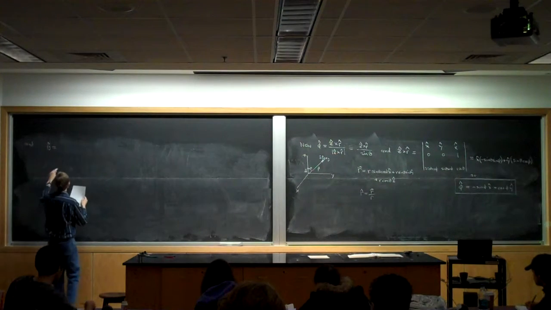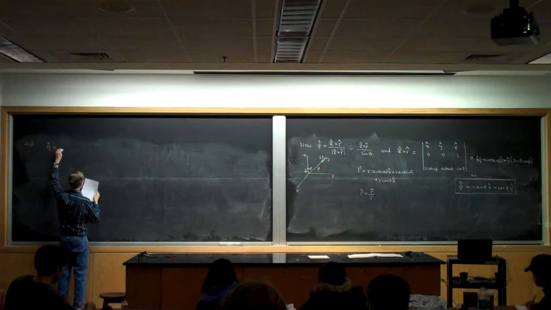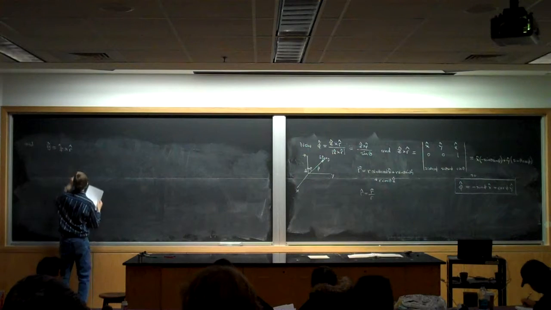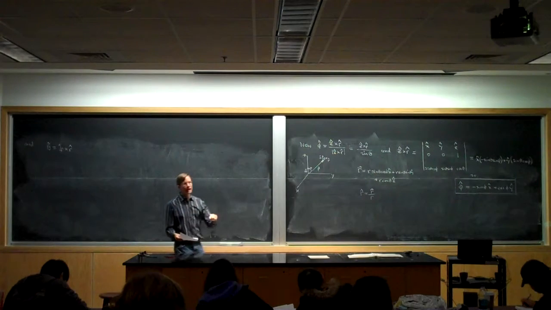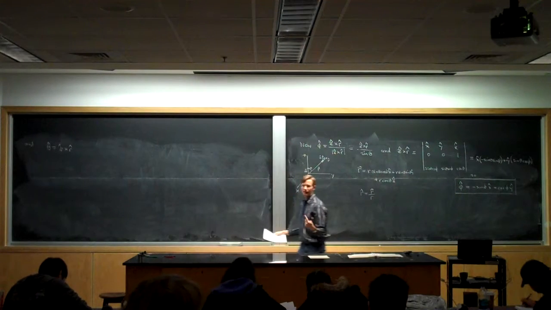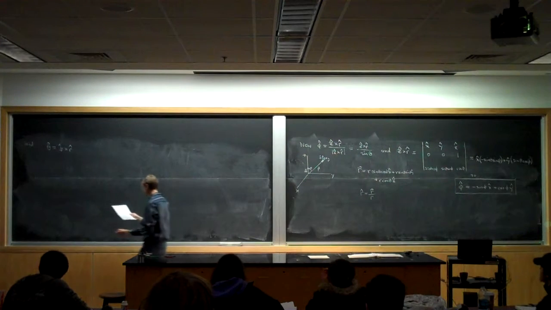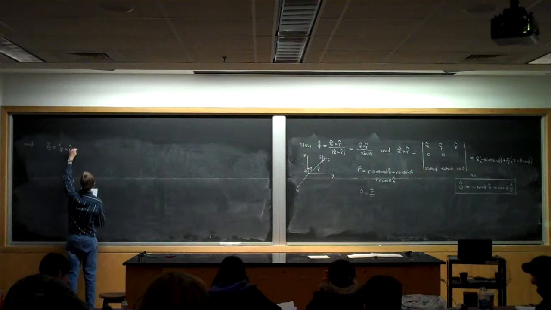Theta hat is equal to, well, let's reverse the order. It's equal to phi hat cross r hat, right? Because r hat cross phi hat was minus theta hat. So we'll reverse the order and say theta hat is phi hat cross r hat.